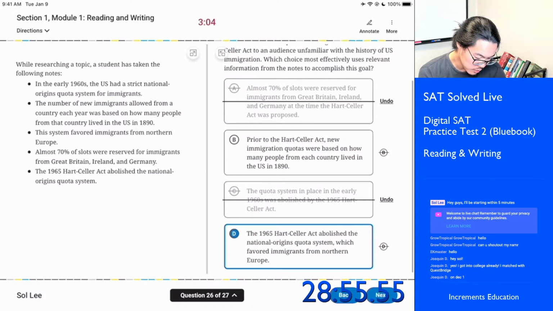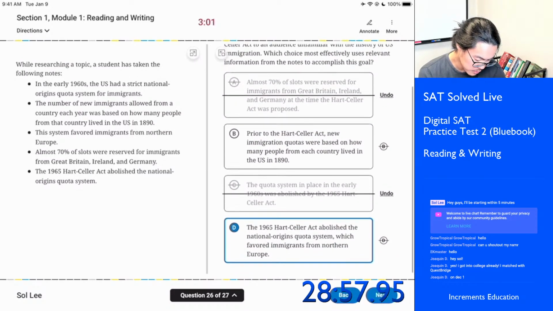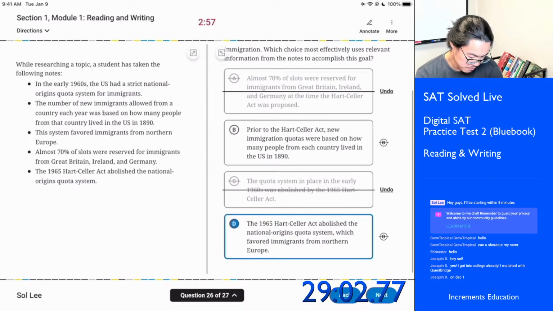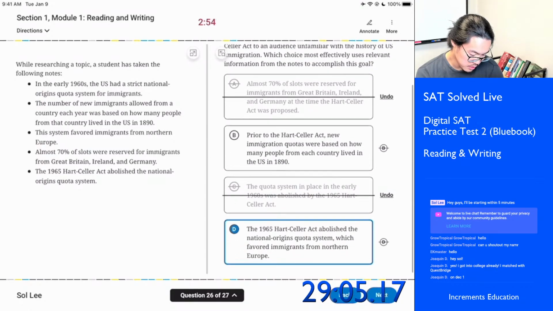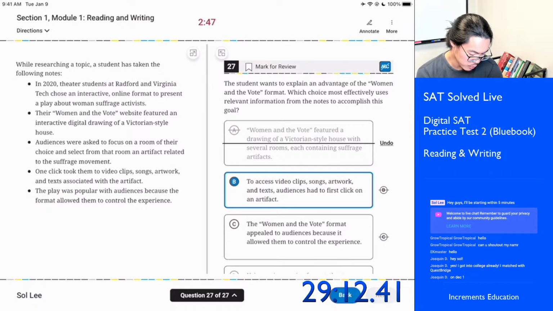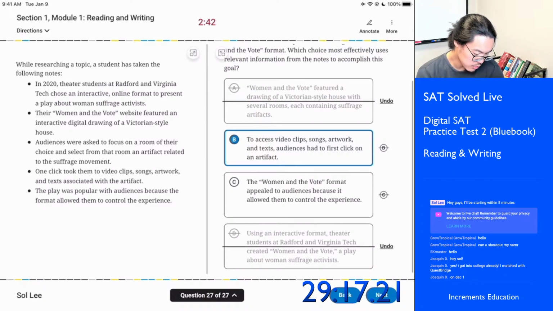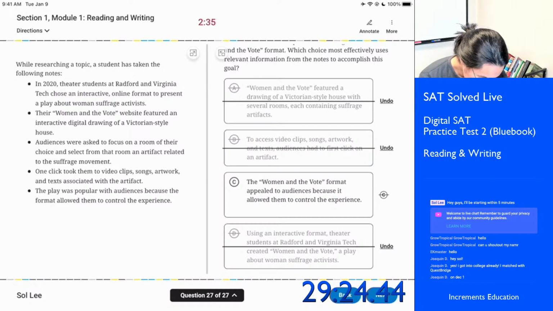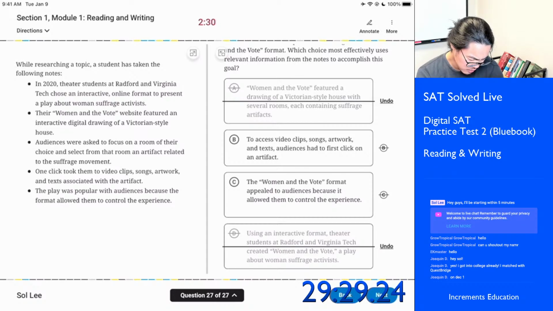The significance to an audience unfamiliar with the history of U.S. immigration. Yeah, abolish national origins quota system. This is the significance because of the favored immigrants. Yep, that's important. And then this is the advantage. The advantage is you have to click. Wait, had to first click? Oh, that's not an advantage. What the hell? Had to first click on an artifact? Oh, no, yeah, that's not an advantage.